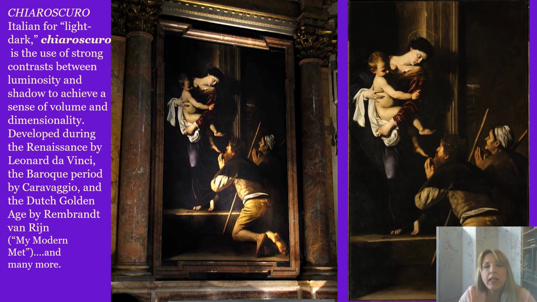Chiaroscuro, Italian for light dark. Chiaroscuro is the use of strong contrast between luminous quality and shadows to achieve a sense of volume and dimensionality. And this was developed during the Renaissance by Leonardo da Vinci, and also continued with in the Baroque period with Caravaggio, one of my favorite artists to talk about. And then you also have the Caravaggisti who also work in this style, and you have George de la Tour and Honthorst and others, and also further down the line, the timeline, you end up with Rembrandt, who's also using these aspects in his work.